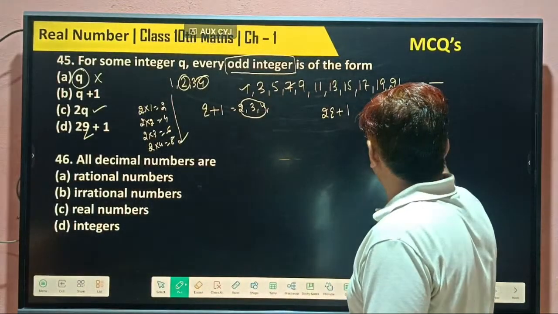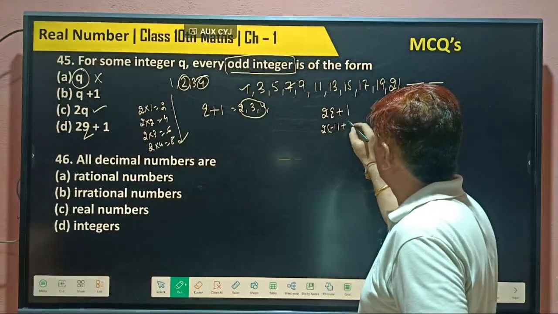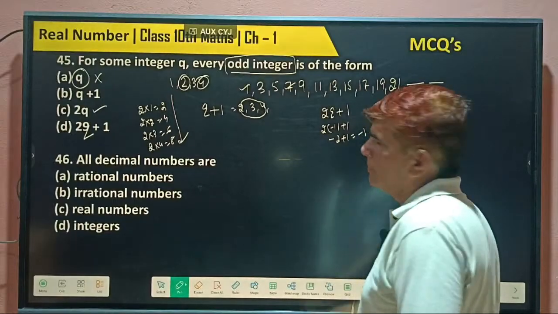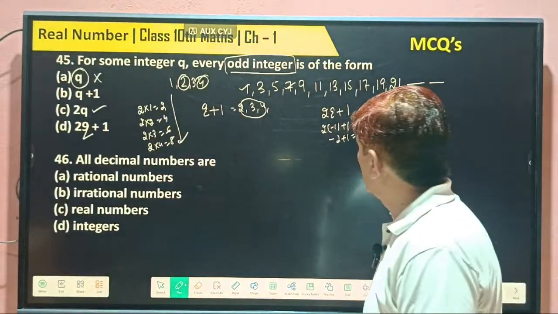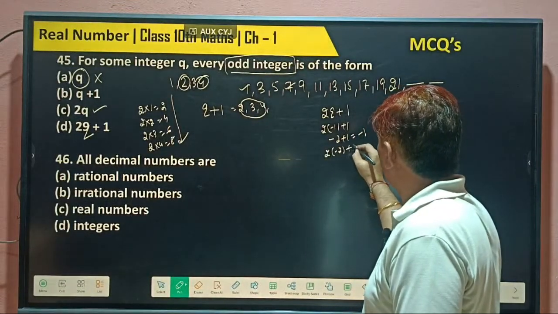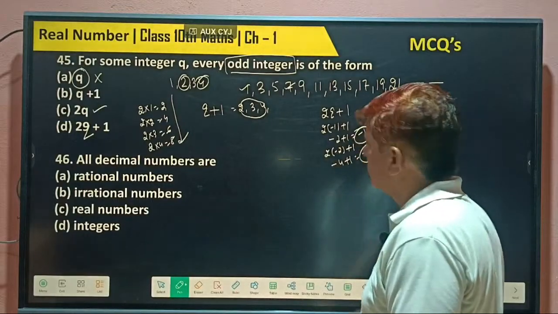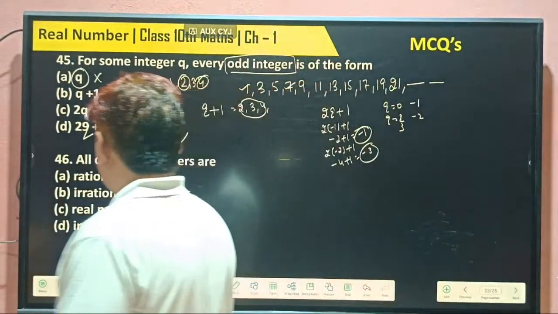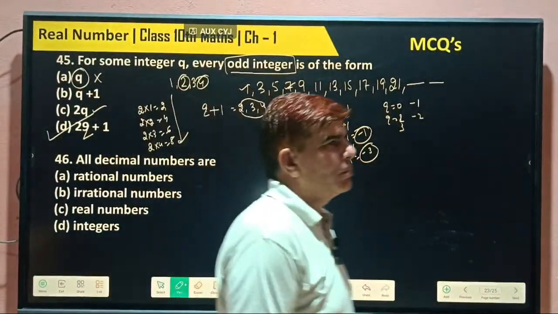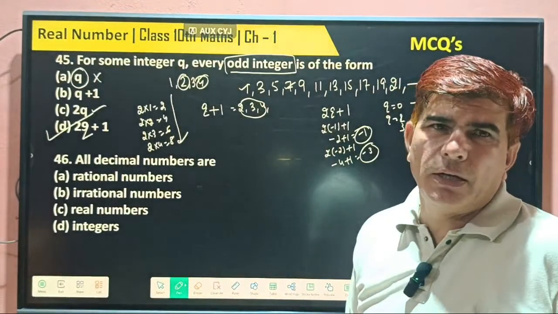Satisfying? Taking minus 1: 2 into minus 1 plus 1, so minus 2 plus 1, which is minus 1. Taking minus 2: 2 into minus 2 plus 1, so minus 4 plus 1, which is minus 3. So these are also odd integers. So directly we can say which one is its answer. D is its answer.